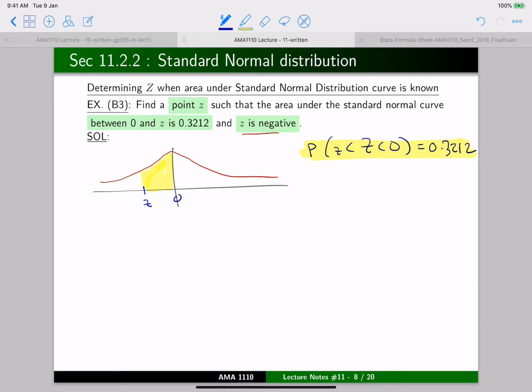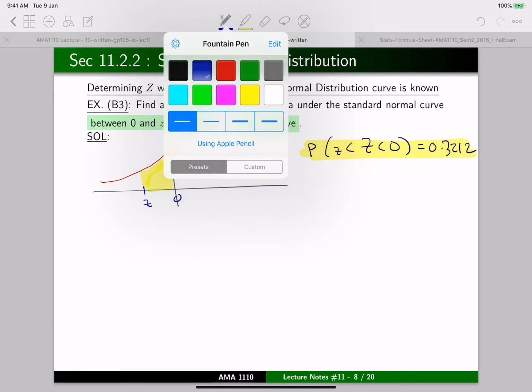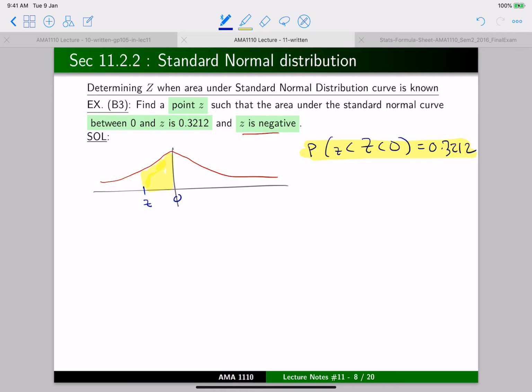But by symmetry, since this small z is negative, then minus z must be positive, right? So this minus z is here, and it's colored green. So the yellow area is actually the same as this green area here by symmetry. So in fact, the area in between the small z and 0 is equal to the area in between 0 and this minus small z, which is positive.